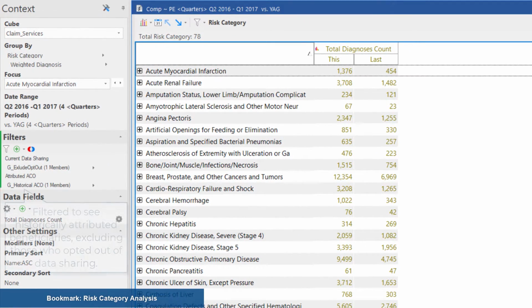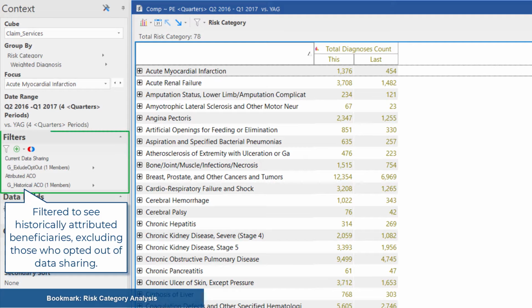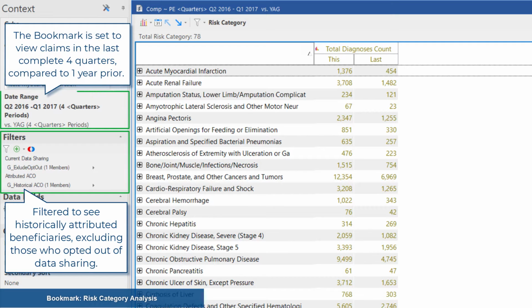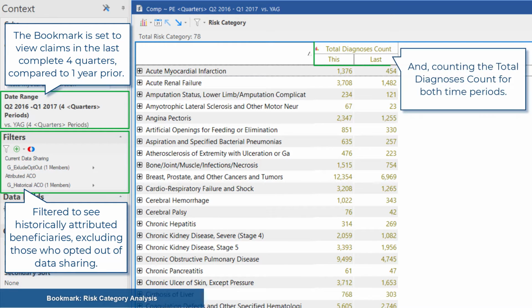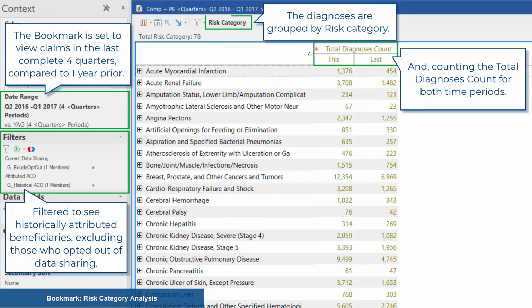In the context, you can see that you're filtered to only look at historically attributed beneficiaries, excluding those who opted out of data sharing. You're looking at claims for the last complete 4 quarters compared to the year prior and counting the total diagnoses count for both time periods. The diagnoses are grouped by risk category.